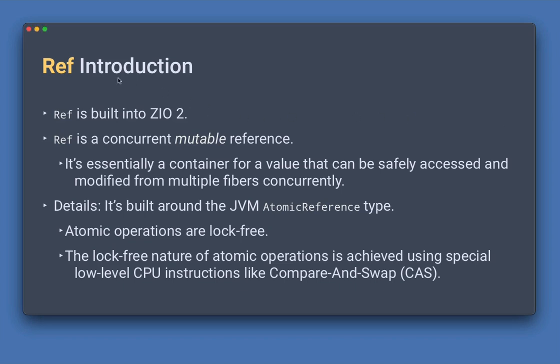Next thing we're going to look at is the ZIO ref type. The ref type is built into ZIO 2, and it is a concurrent mutable reference. As I note here, it's essentially a container for a mutable value that can be safely accessed and modified from multiple fibers concurrently. I'll talk more about this mutable part in just a moment.